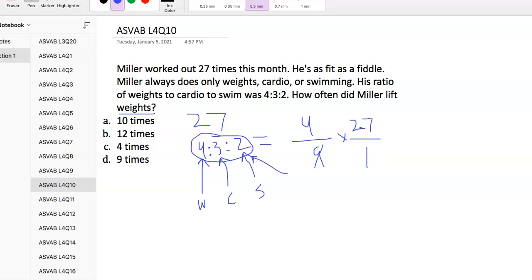Okay, and 9 over 27 can be reduced to 1 and 3. And once we've done all that, 4 times 3 is 12. 1 times 1 is 1. 12 is our answer. Answer choice B looks like a winner.